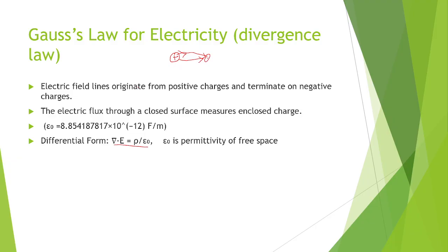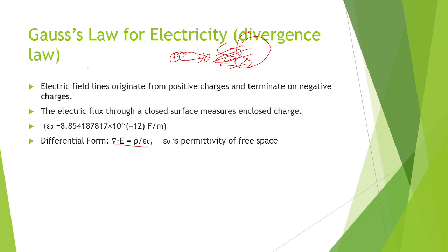The electric flux through a closed surface measures the enclosed charge. So if we have a closed surface somewhere, let's say from this system out, oh no, this will enter the negative charge. But if I take a closed surface over here, that will tell us how much charge is enclosed in this surface. But in this case, there is no charge inside, so zero charge is there.